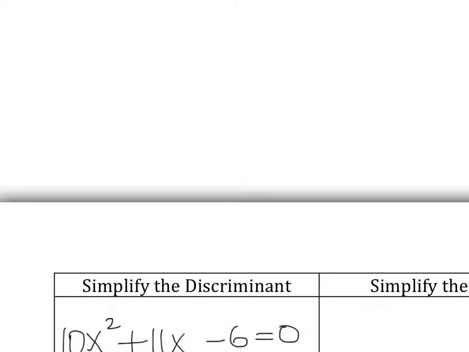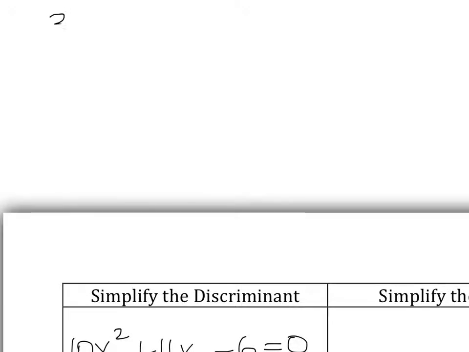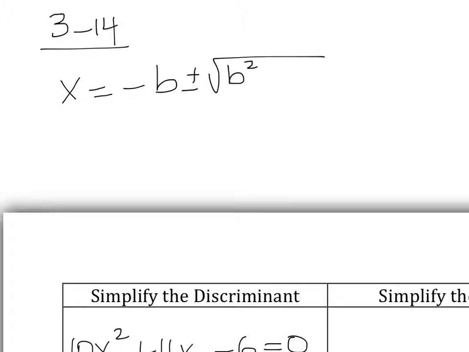Today we'll be working on lesson 314, the quadratic formula. So before we start, I would like to review what the quadratic formula is. So x is equal to negative b plus or minus the square root of b squared minus 4ac, over 2a.